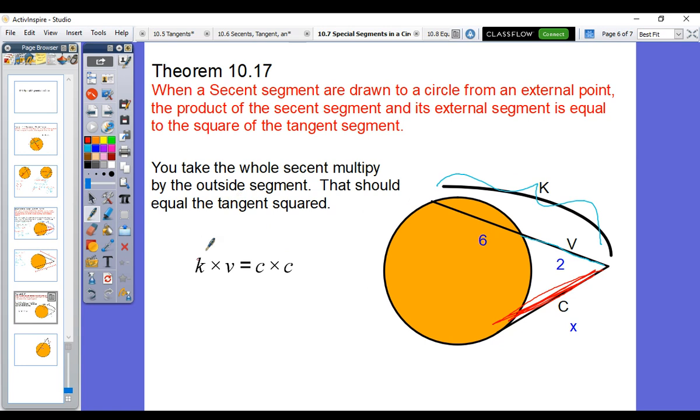So let's fill this in right here. The secant, the entire secant, will be the 6 plus 2. In this case, it will be 8, times its outside part, which is 2, equal to the tangent, in this case our x, times itself, x. So 8 times 2, 16. 16 equals x squared. So then what do we do, class? Yeah, square root it. We get 4 equals x.